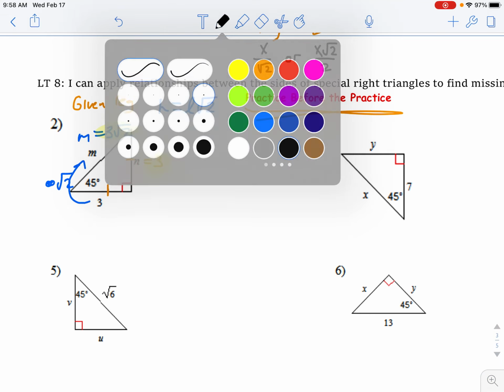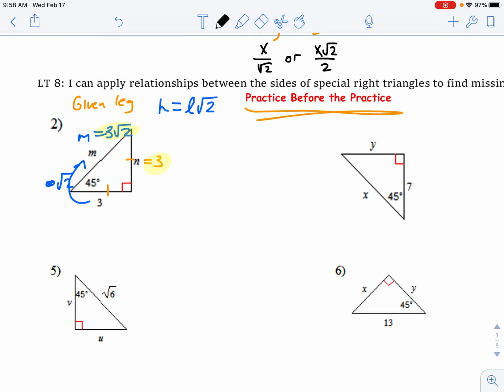Now again, we're going to be given different stuff each and every time, different situations. Let's just go straight across. In this case right here, again, we're given a leg. So that means y, the other leg, is 7. Again, these are isosceles triangles. They have two sides that are the same. Then all I have to do is multiply by radical 2, and that tells me that x, the hypotenuse, is 7 radical 2.